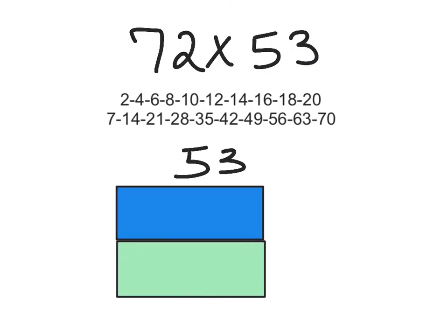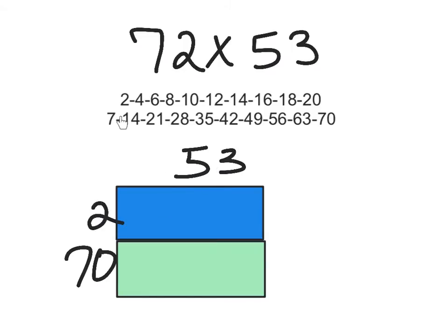I've got to take this 72 right here and break it into 70 plus 2. Let's do that right here. 70 and 2 right there. And now I'm ready to multiply. And I will start with the 2 right here. I'm doing 2 times 53. I'm going to break it apart.